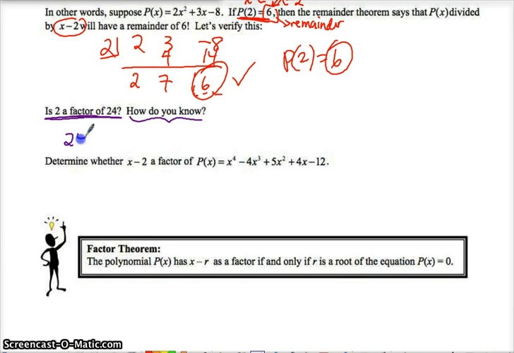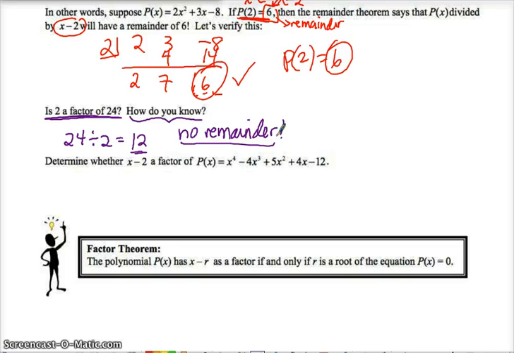Well, you're probably saying to yourself, because if I divide 2 into 24, it divides into it evenly. There is no remainder, right? So factors are things that multiply together to get that number. Factors of 24 are 1, 24, 2, 12, 3, 8, 4, 6, right? When they divide into that number evenly, there is no remainder when you do division. So we can apply that same concept to polynomials.